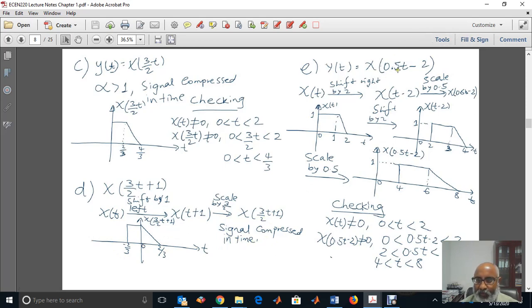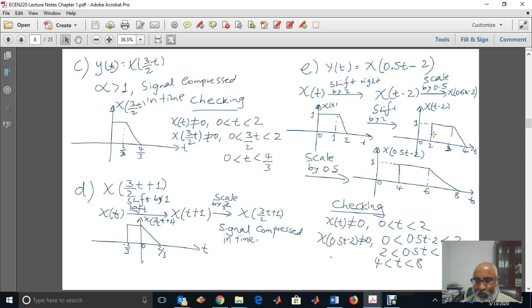If I have x of 0.5 t minus 2, what should we do? First, from x of t, we go to x of t minus 2, shifting by 2, to the right or to the left? To the right, of course, because of the minus. To the right means it will be a delayed signal. So 0 will go to 2, 1 will go to 3, and 2 will go to 4. So I have the signal starting from 2. It's delayed in time.